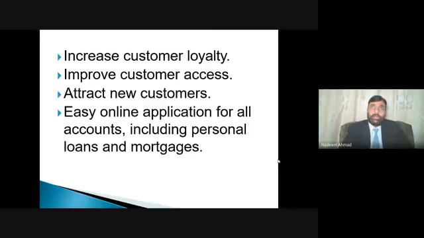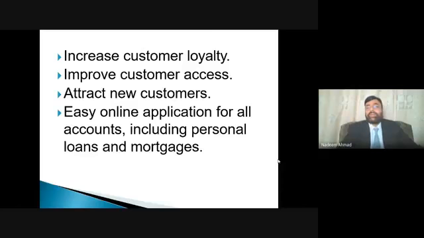I would let you know about rural area customers. They were not directly related with banking transactions. So now they are also a part of the banks. They are dealing with the banks easily because the system has been very user friendly. So that's why they are interacting with each other.